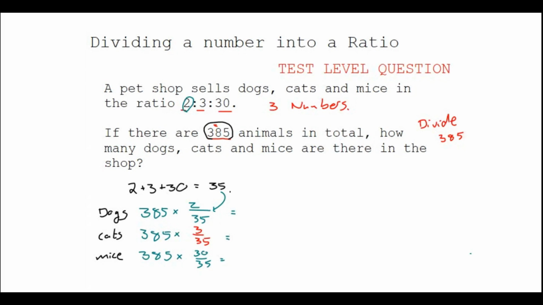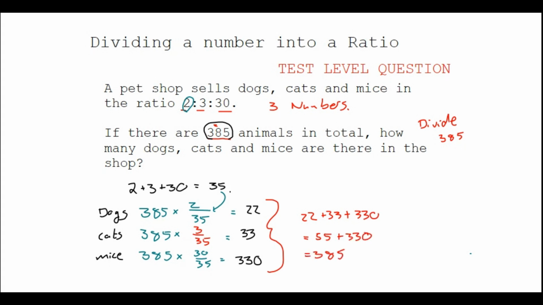which would essentially give us 22 dogs, 33 cats, and lastly we would have a whole bunch of mice. You've got 330 mice in this shop. Now again, we need to test this out to see if it adds up. So 22 dogs plus 33 cats plus 330 mice would give us, well, that would be 55 plus 330, which would give us 385 animals. Is that our number in the beginning? Yes, it is. We've done it right.